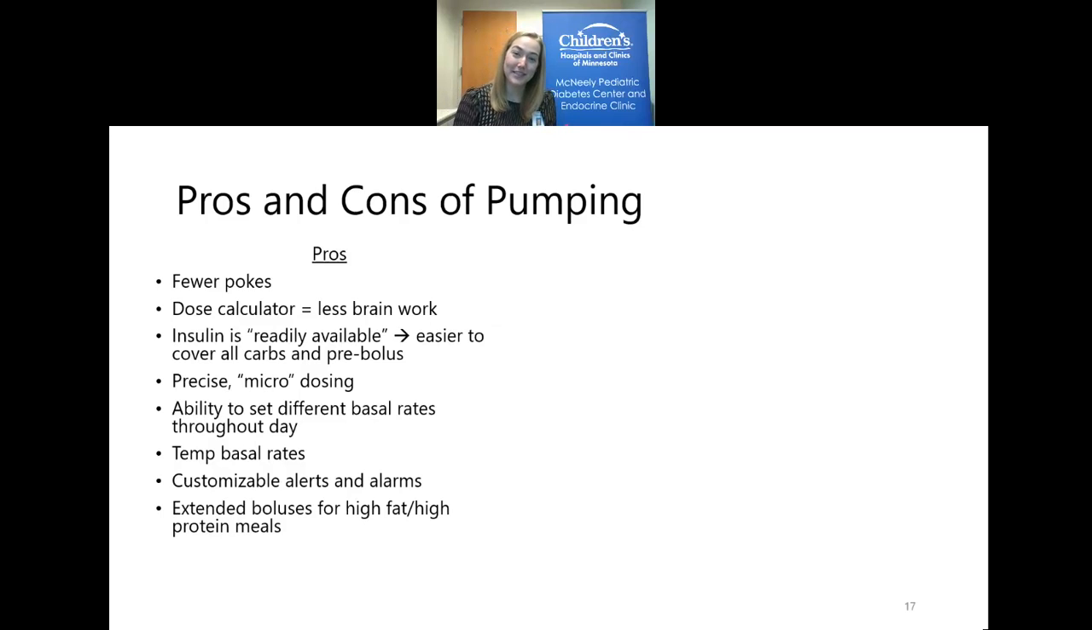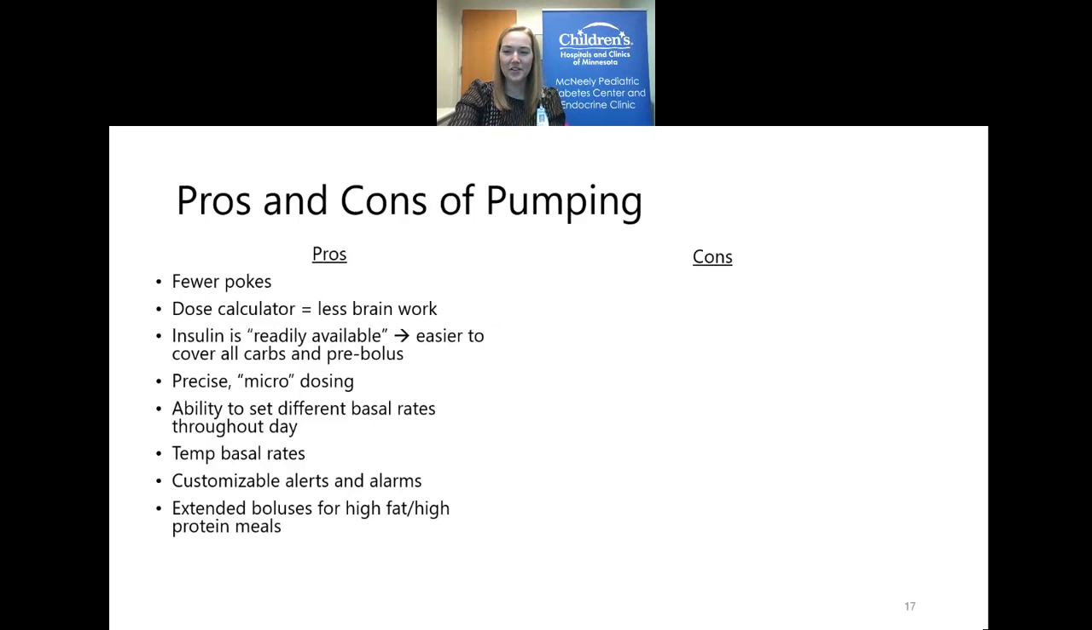So extended boluses can be super helpful because you can say to the pump, hey, for my pizza, I'm eating 60 grams of pizza. Bolus half of it right now. Give me the second half of that bolus in 2 to 3 hours, or over a period of 2 to 3 hours. And it can be really helpful just stabilizing everything.